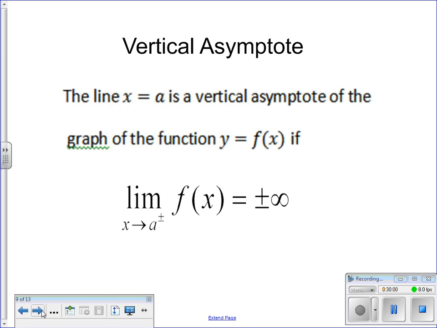and it's plus or minus infinity, and its x approaches the value a from the left and the right. You have to come at it from both directions unless it doesn't exist on one side or the other at all.